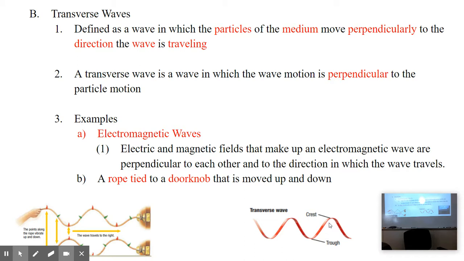Electromagnetic waves are transverse waves. The electric and magnetic fields that make up an electromagnetic wave are perpendicular to each other and to the direction in which the wave travels. So we've got the rope on the doorknob, and we've got electromagnetic waves. Those are examples of transverse waves.